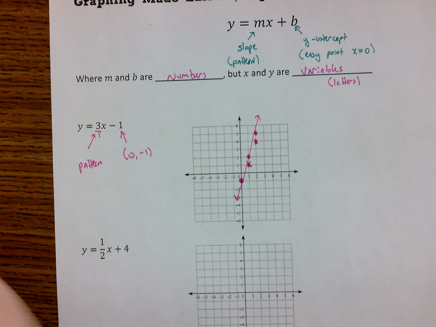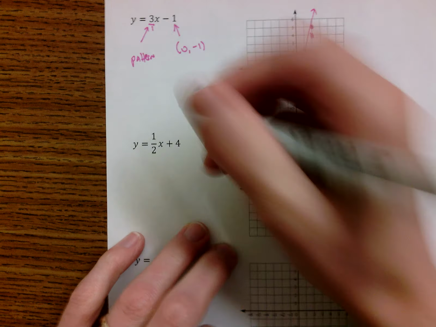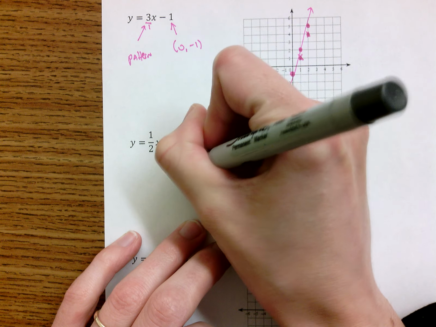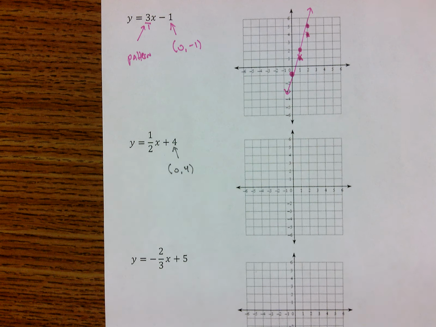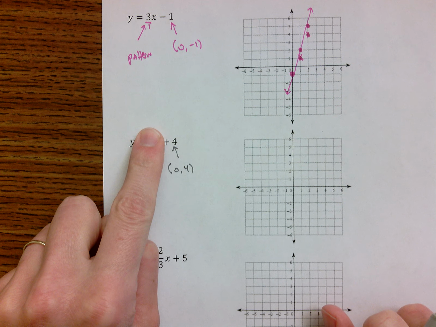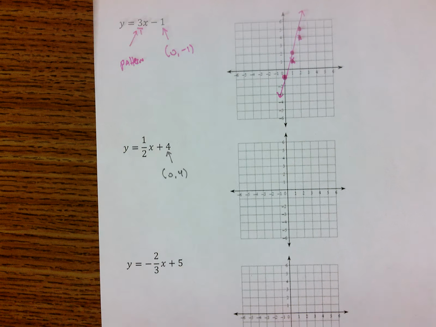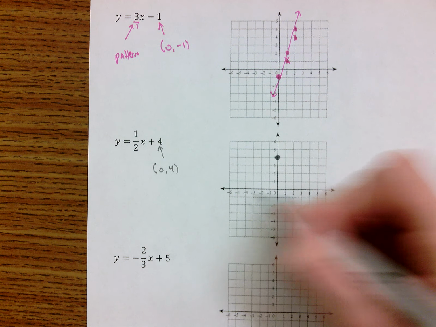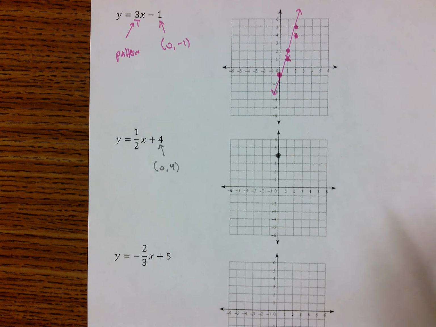All right, so let's try it again with the next one. Okay, so this one, this is my easy number at the end, right? So that's the point 0, 4. Because we plug in 0, that makes this fraction just go away, and I'm left with just 4. We call that the y-intercept because it's always on the y-axis. Run to 0, jump to 4.